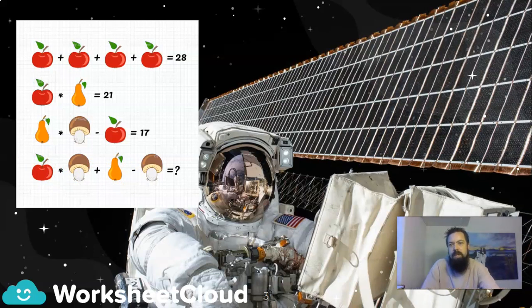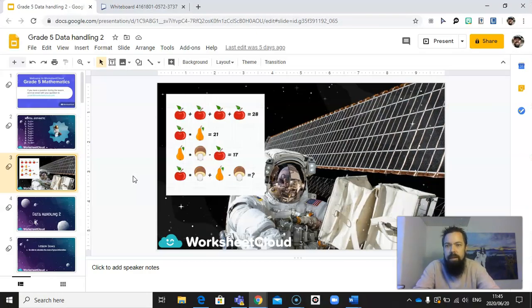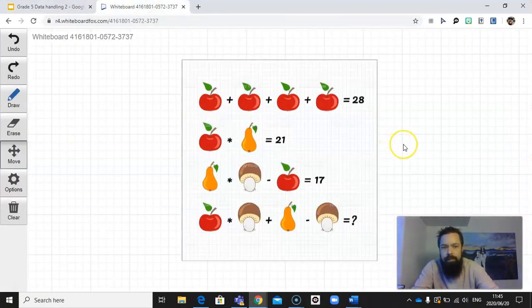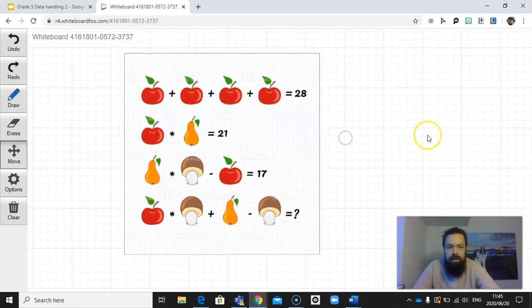So I'm going to switch across to the worksheet and just give you a little bit of time to work this out, just before I start.